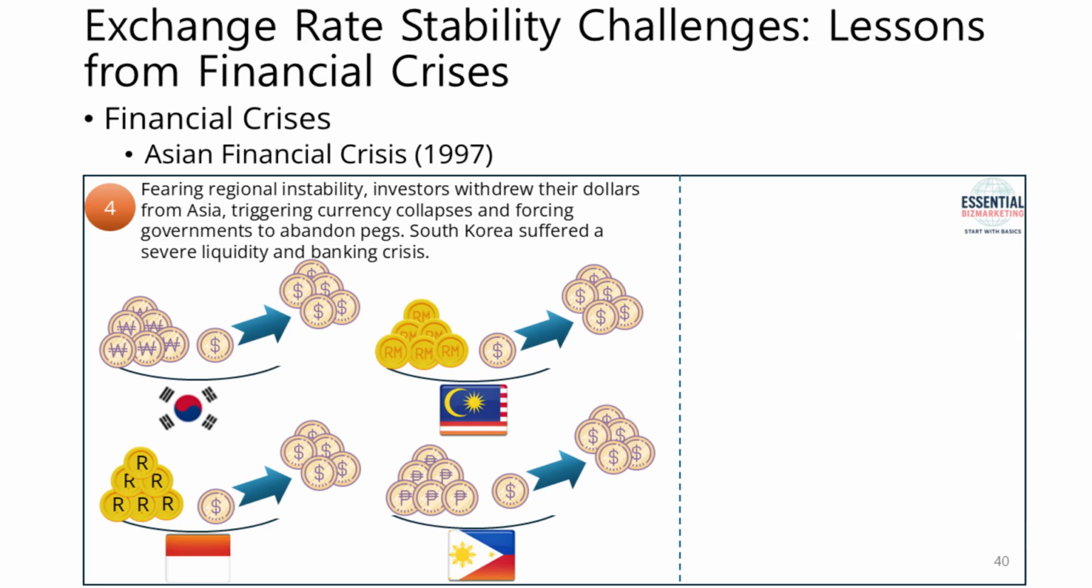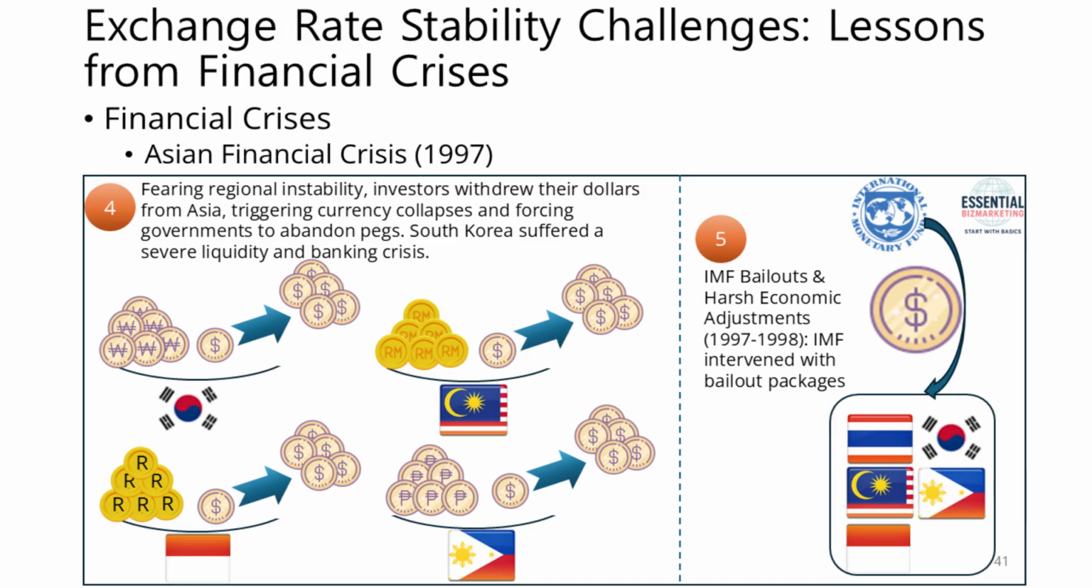Fearing wider instability, investors withdrew dollars across Asia, triggering sharp currency collapses. Countries like South Korea faced severe liquidity shortages and banking crises. In response, the IMF stepped in with emergency bailout packages. Countries receiving aid were required to implement harsh austerity measures and deep structural reforms. These programs were intended to restore stability, but brought significant social and economic pain.